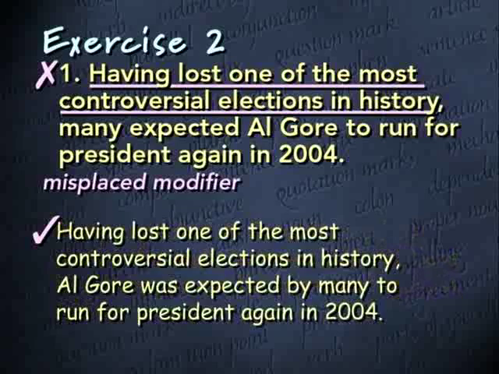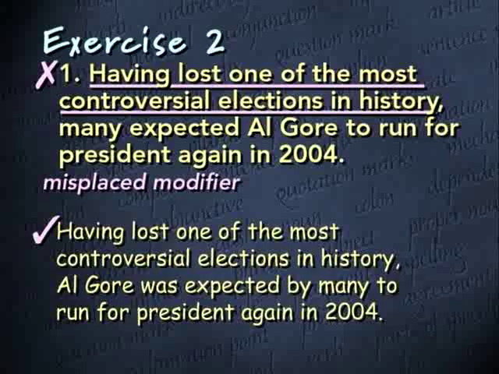Having lost one of the most controversial elections in history, Al Gore was expected by many to run for president again in 2004. Notice that we've had to rewrite the sentence somewhat to make Al Gore the subject of the passive verb was expected. You have your choice then of more than one way of rewriting this sentence. In either case, the problem of the misplaced modifier has been fixed by placing that modifying phrase next to the word or words that it's intended to modify, namely Al Gore.